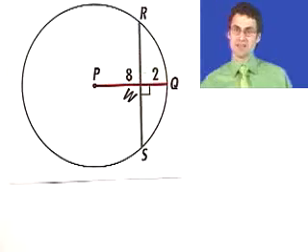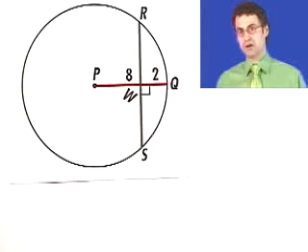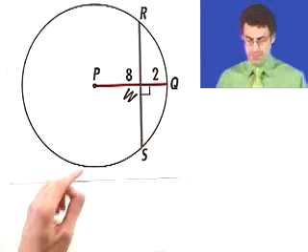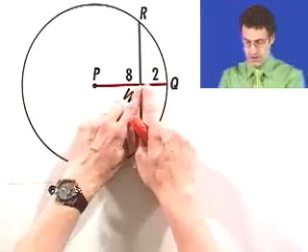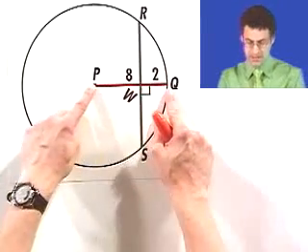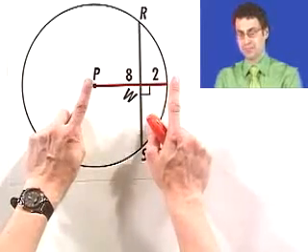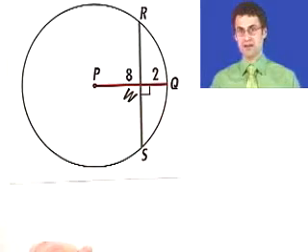Here is the trick. The trick is to realize that I can draw in a radius wherever I want, and no matter how I draw the radius in, the length will be the same. Now, what's the length of the radius? We can figure that out, because we know this is 8, and we know this is 2, so the entire radius we know is 10. Now, that's not the radius to look at. Can you see which radius I should draw in?